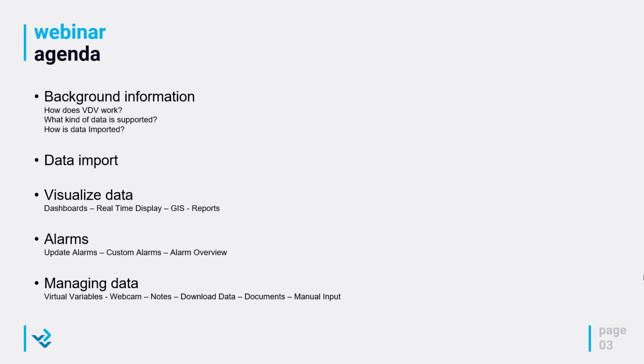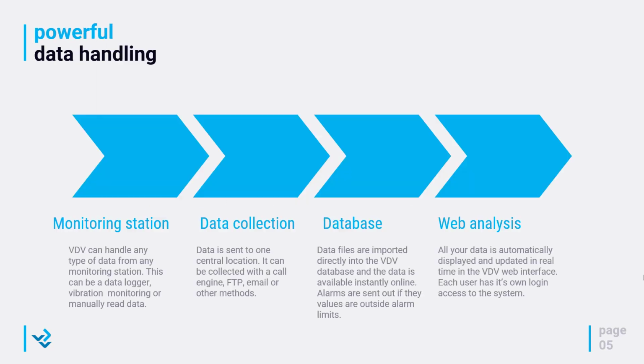So today's agenda, we will do a quick background information about how VDV Data Vision works, what kind of data is supported, and so on. We'll import some data, we'll visualize the data, we'll configure alarms, we'll create users, and then we'll take a look at a couple of options for managing the data. So after today's session, we have fully customized or installed a new project. All right, let's just get to it.